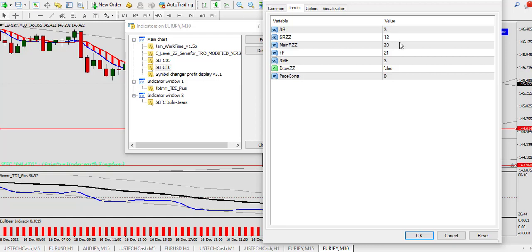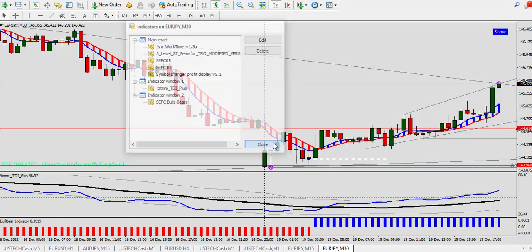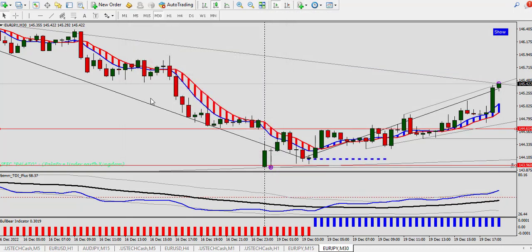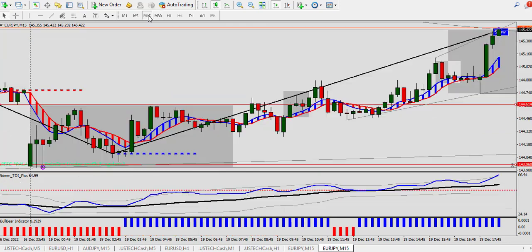The SR is 3, the SRZZ is 12, and the main R is 20, FP is 21, and SMF is 3. And draw CC, you turn it to false. But if you want it, you can turn it to true. Then you see how it looks like on the chart. So let's see how it looks like on the chart. These are the trend lines that give us the support and the resistance. You have the line here, you have the line here, the support line.